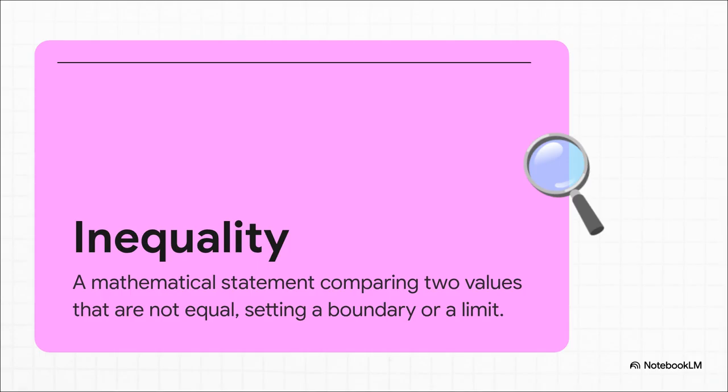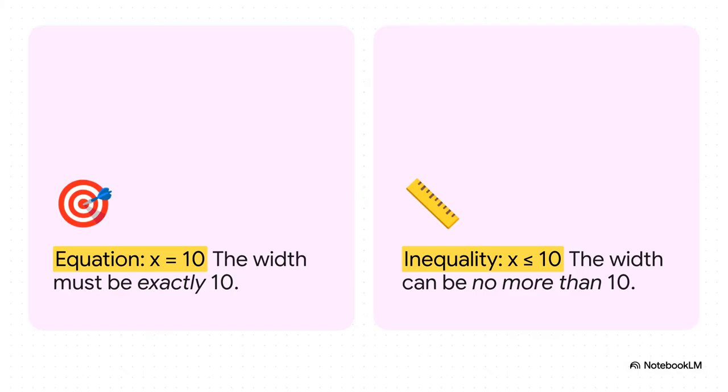It's like it draws a line in the sand and says, anything on this side is good to go. It creates a zone of acceptable outcomes. And that right there, that's the key difference. Look at this. An equation is totally rigid. It's a strict rule. X equals 10 means the width has to be exactly 10, no wiggle room.